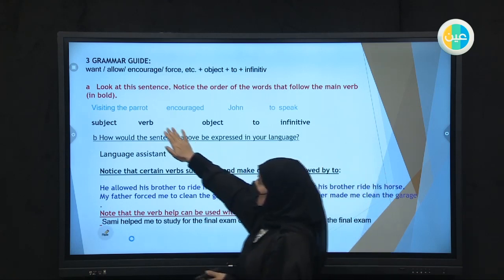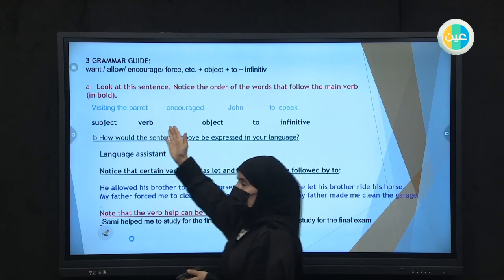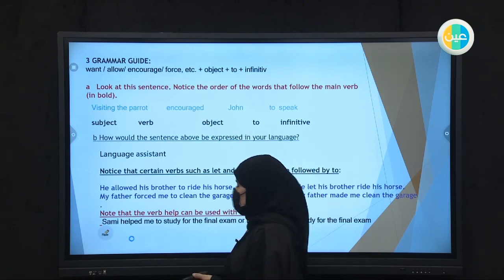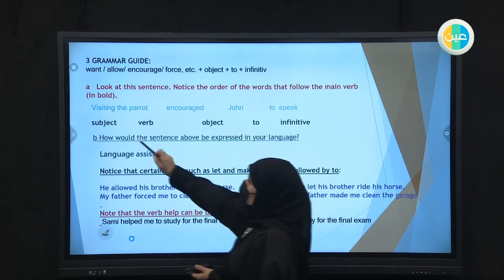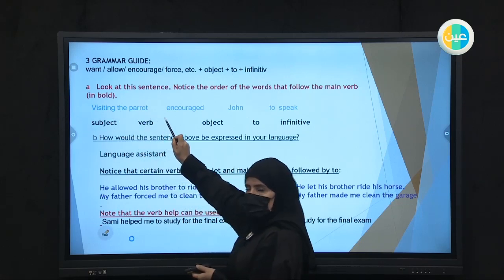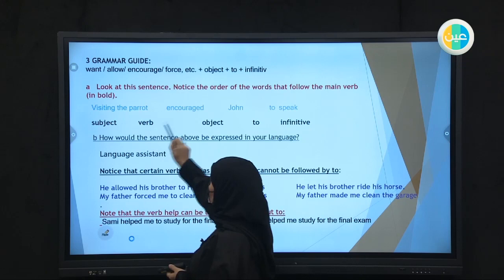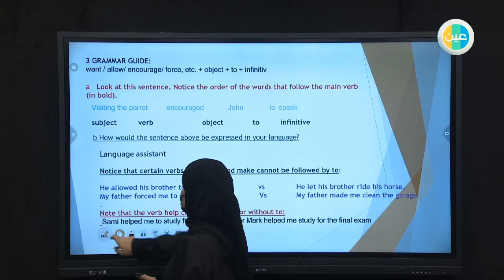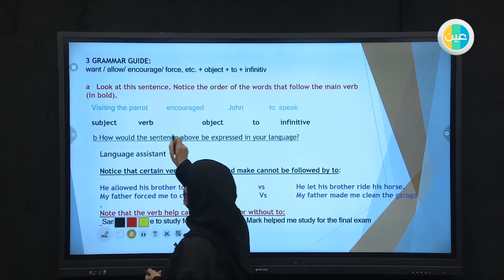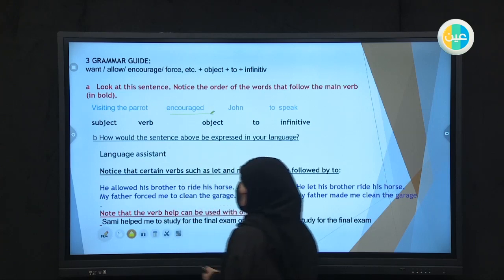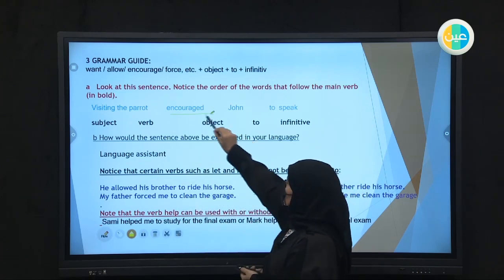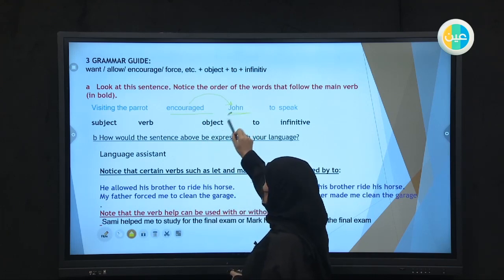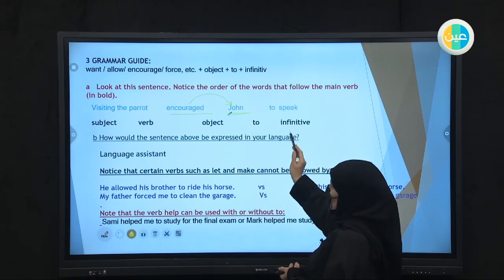Here we have: visiting the parrots encouraged John to speak. Look at the parts of speech here. We have the subject, visiting the parrots. This is the subject, okay? We have the verb encouraged. And what follows after the verb? We have the object. So encouraged is followed with the object.